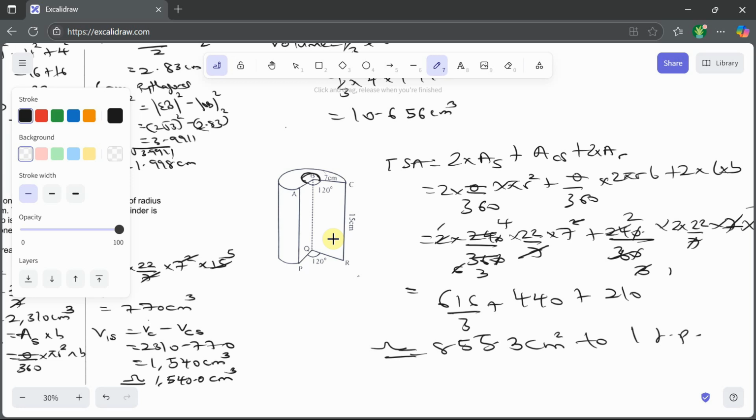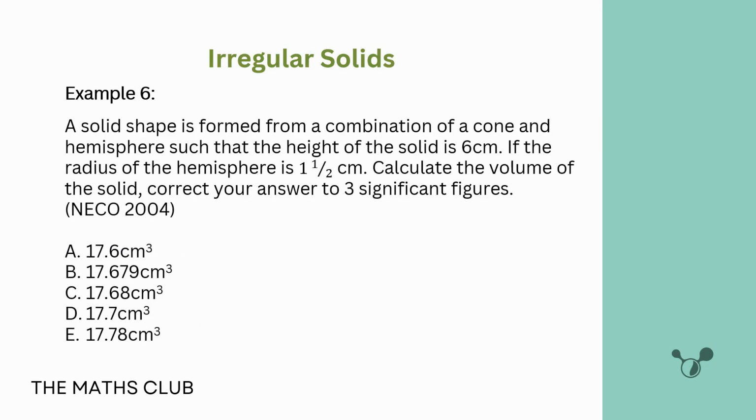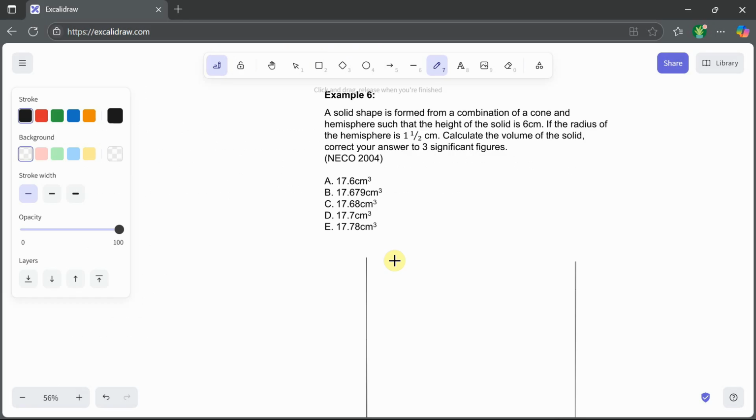Let's see if our answer is correct. So we have 1540.0 centimeter cubed to one decimal place, great, and 855.3 centimeter squared to one decimal place. Correct. Example: a solid shape is formed from a combination of a cone and hemisphere, such that the height of the solid is 6 centimeter. If the radius of the hemisphere is 1.5 centimeter, calculate the volume of the solid. Correct your answer to 3 significant figures. This is from NECO 2004. I hope you maybe tried it out by yourself, but let's see.